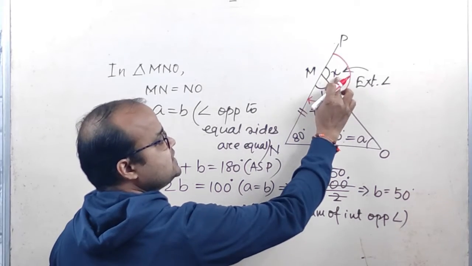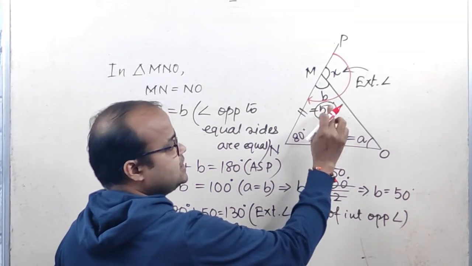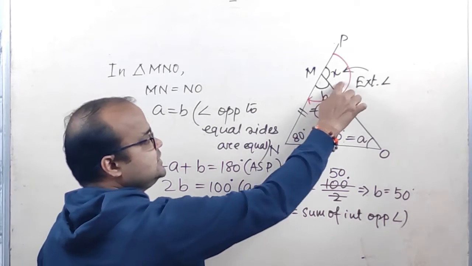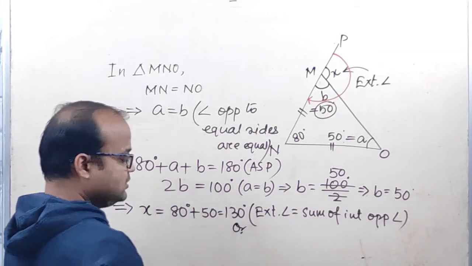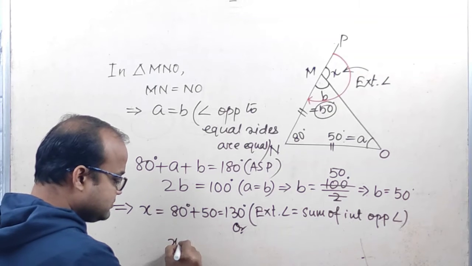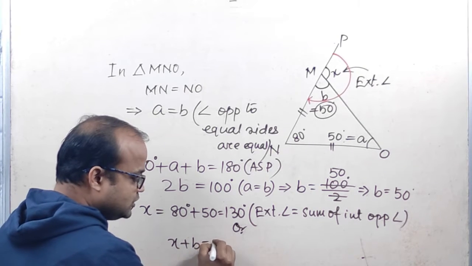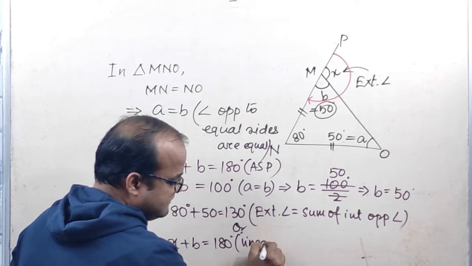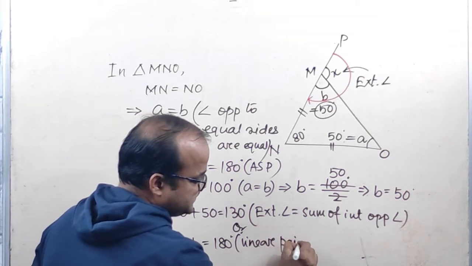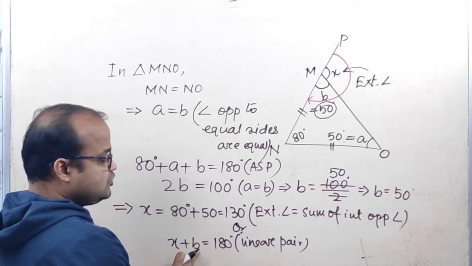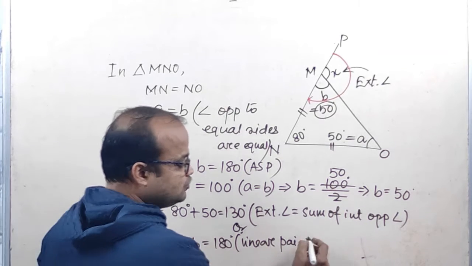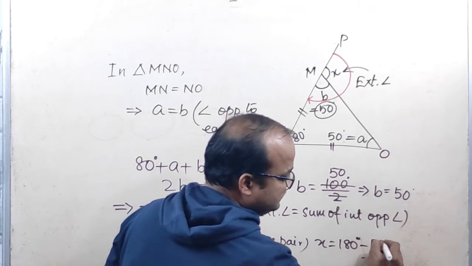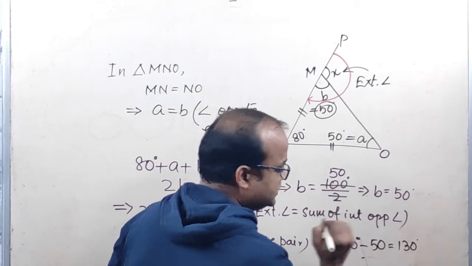Or now, since this angle is 50 degree and the sum of these two angles is 180 degree, we can say that X plus 50 equals 180 degree, because these two are a linear pair. So we can say that X plus B equals 180 degree. Reason is linear pair. So now B is equal to 50 degree, therefore X equals 180 minus 50 equals 130.